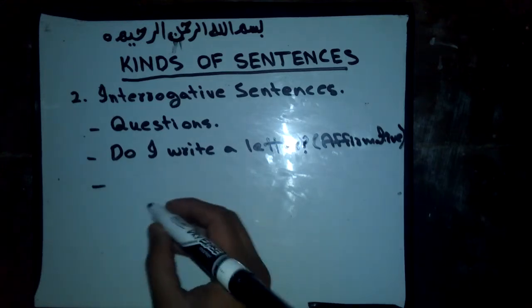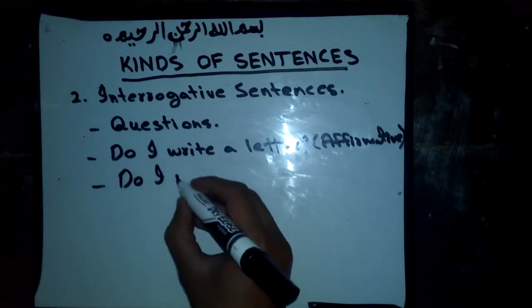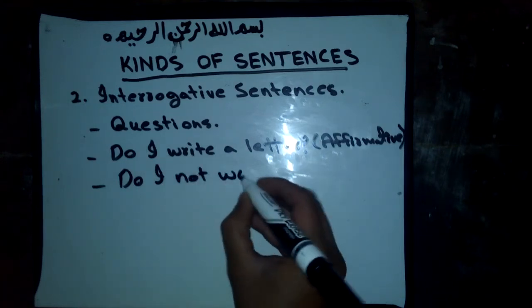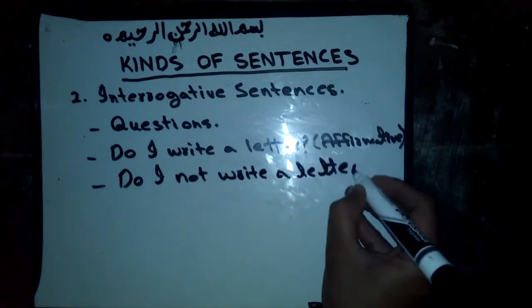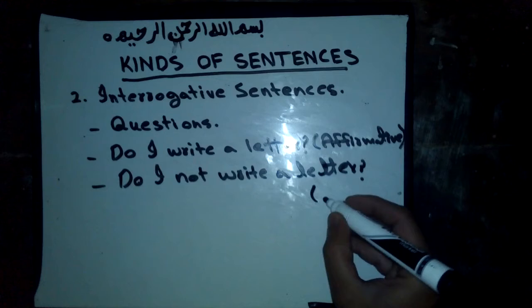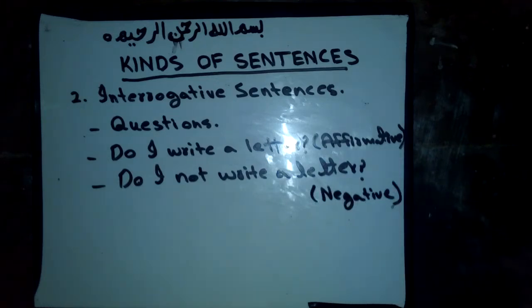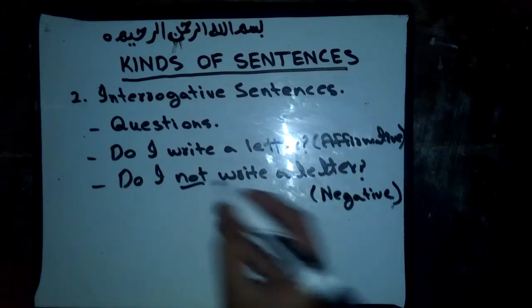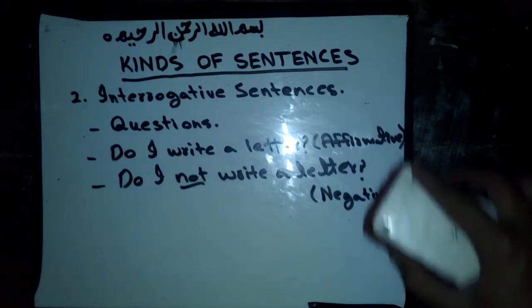Now make it negative. Do I not write a letter? It is interrogative sentence, but it is negative interrogative sentence. It is negative because there is not in this sentence. It was second kind. Now the third one.